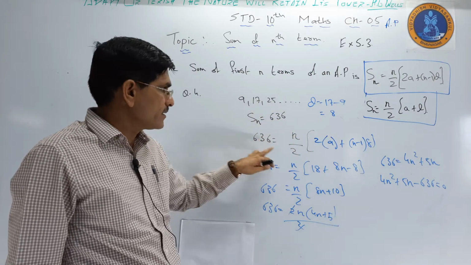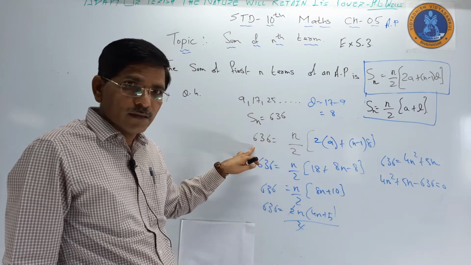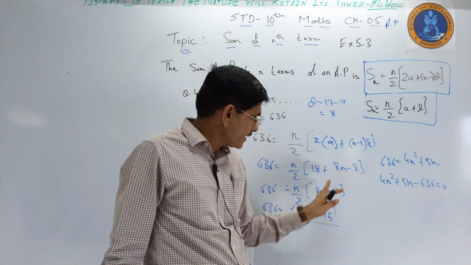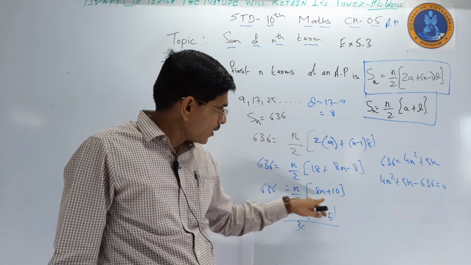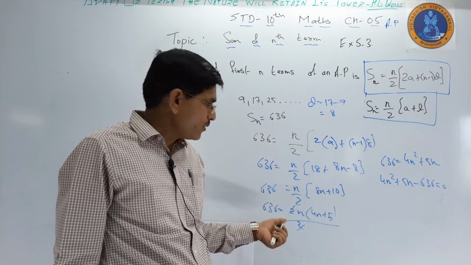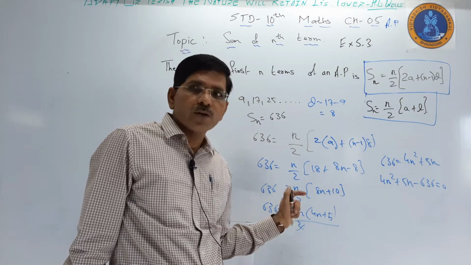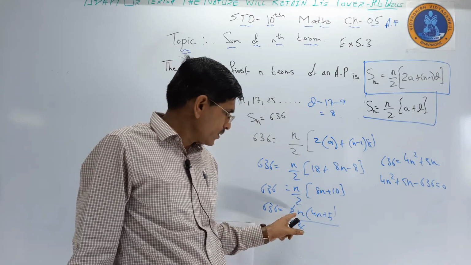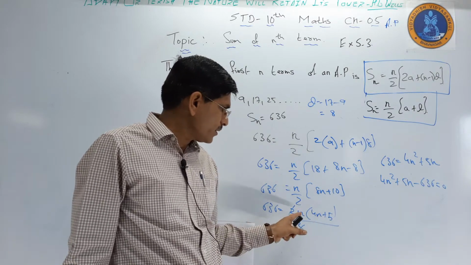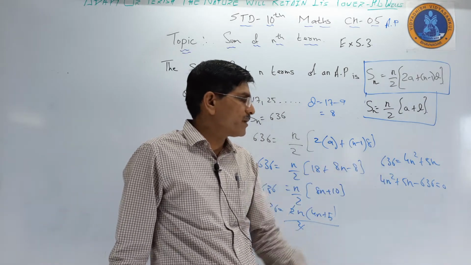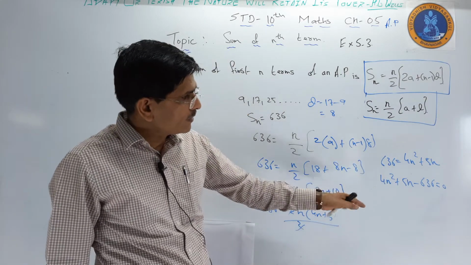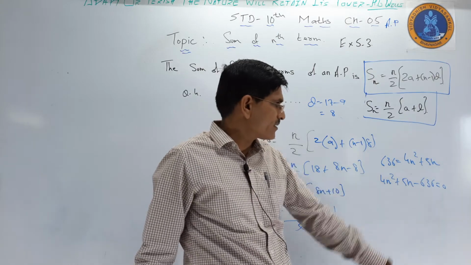Now, 636: we can multiply here, but you can see that 8n is as it is, and 18 minus 8 is 10. So, I take 2 outside. Why do I take 2 outside? Because 2 is in the denominator. So, 2 cancels and we get 4n plus 5. So, 636 equals 4n square plus 5n. Again, 4n square plus 5n minus 636.